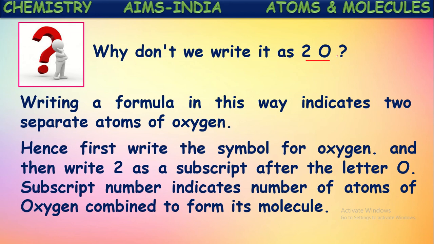Hence, first write the symbol for oxygen, that is O, and then write 2 as a subscript after the letter O. At the right side bottom, as a subscript, we have to represent this number 2. The subscript number indicates the number of atoms of oxygen combined to form its molecule. So the molecular formula of oxygen should be written as O2, but not 2O. Okay.